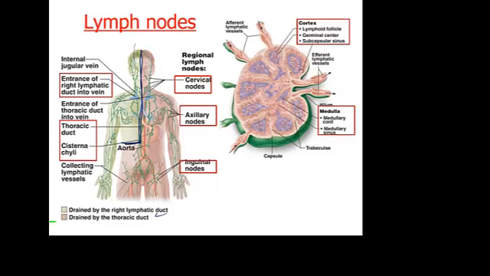Also notice how these ducts open into the junction between the internal jugular and the subclavian. So they're opening into veins, and that's how the tissue fluid is brought back into the vascular system.